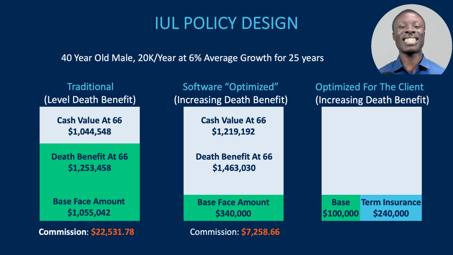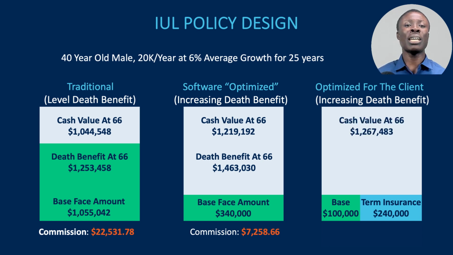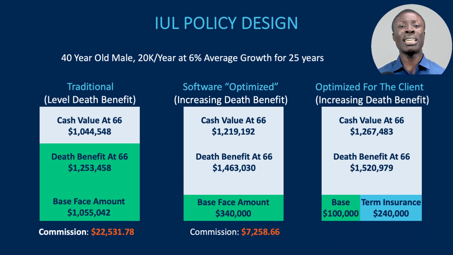At age 66, the cash value will be a little over $1,267,000, and the death benefit will be about $1,520,000. Again, an agent is not paid any commission from the blended term insurance, which means there will be little motivation to sell you death benefit you don't need.